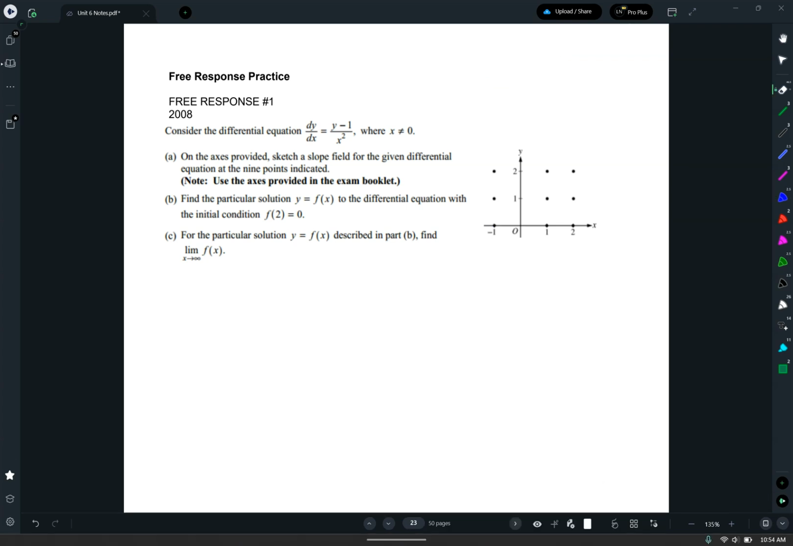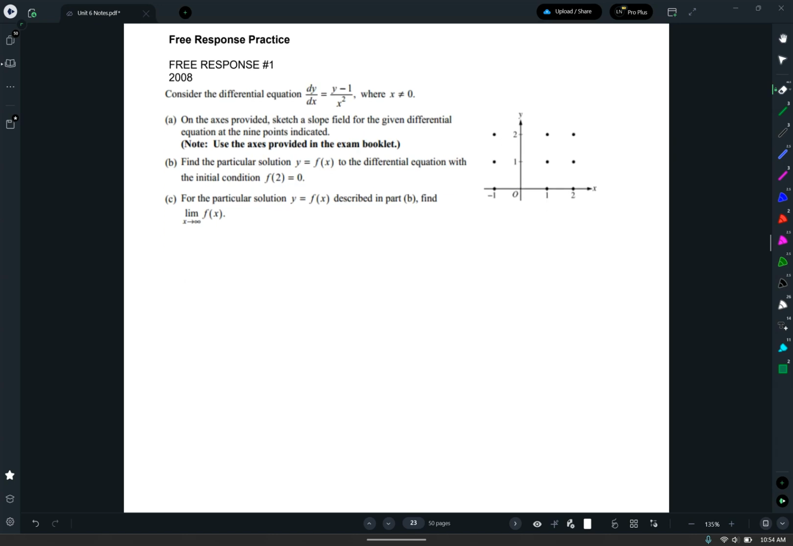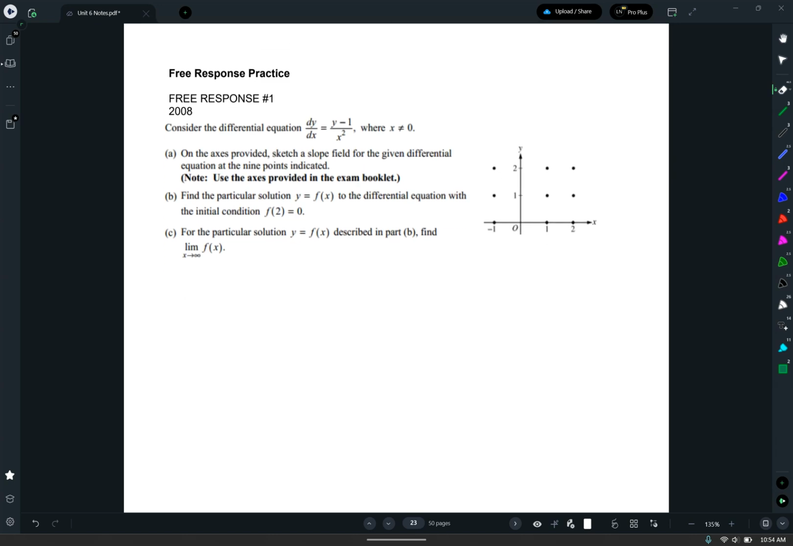Okay, this is the 2008 free response having to do with differential equations and slope fields. It's actually one of the homework problems from the slope field section in Unit 6. So you're given a differential equation, or a derivative. And part A says they want us to draw a slope field.